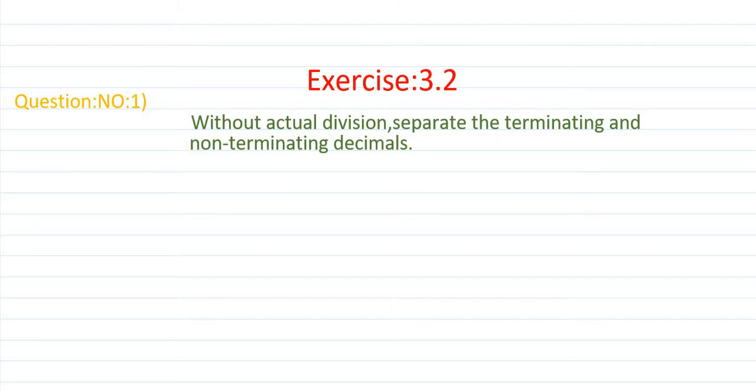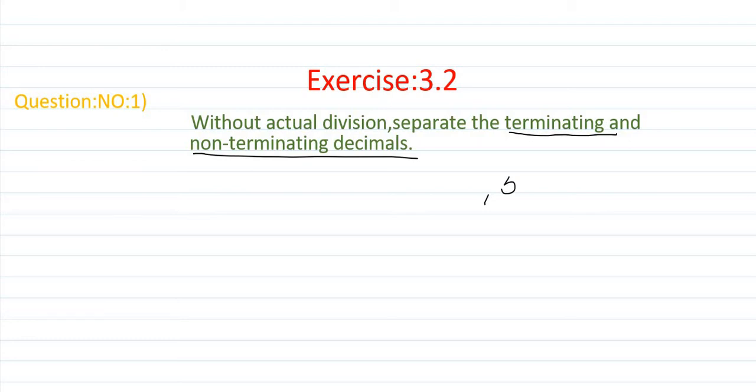Welcome to this video. In this video, we are starting exercise 3.2, question number 1. Question number 1 is, without actual division, separate the terminating and non-terminating decimals. So first of all, the question arises: what are terminating and non-terminating decimals? First of all, we discuss what terminating decimals are. If the number of digits after the decimal point is limited, then that decimal is called a terminating decimal.